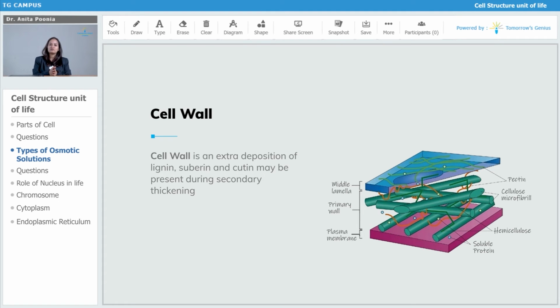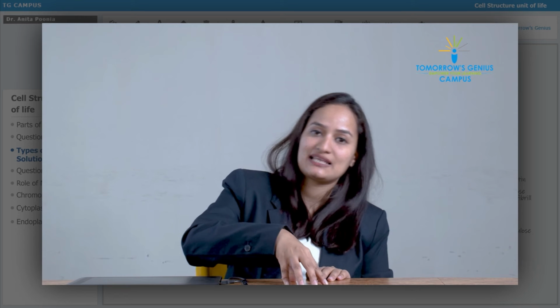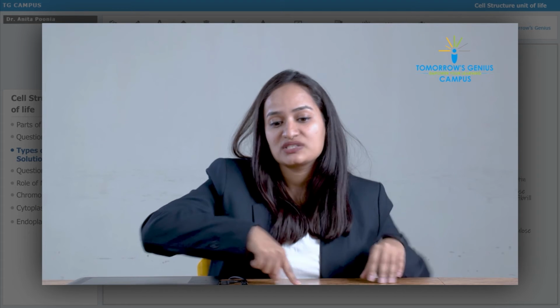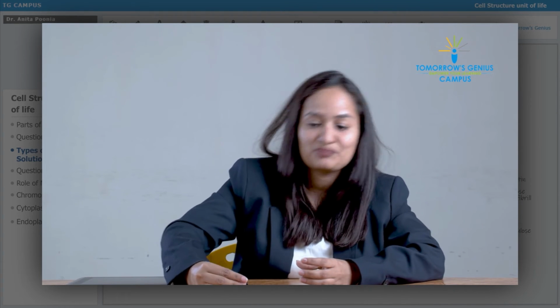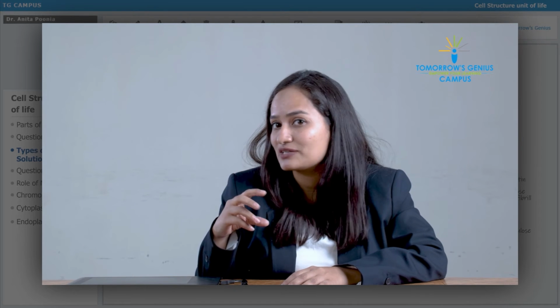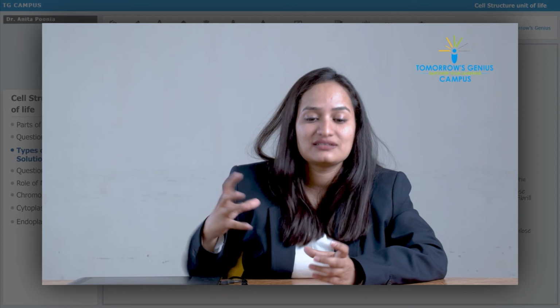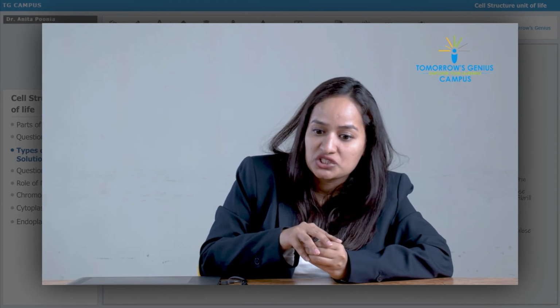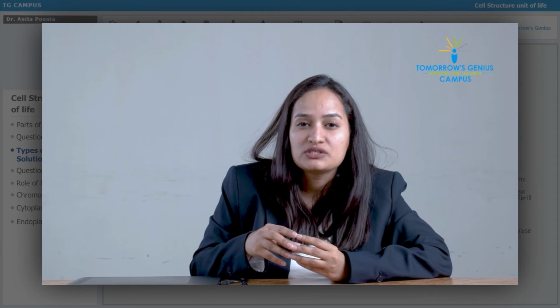So the cell wall is an extra deposition of lignin, suberin and cutin, and may be present during the secondary thickening. So firstly, understand what exactly the cell wall is, what kind of thickening or deposition it is. The cell wall is an extra deposition primarily in plants, because we often get to see the cell wall in the plant. In the plant, the cell wall basically consists of an extra deposition of lignin, which is wood, suberin and cutin.